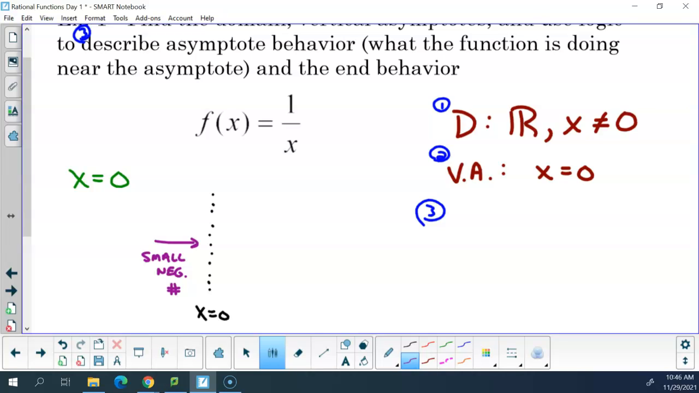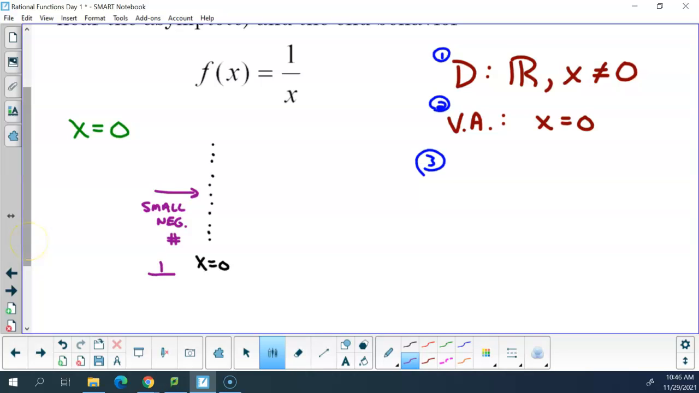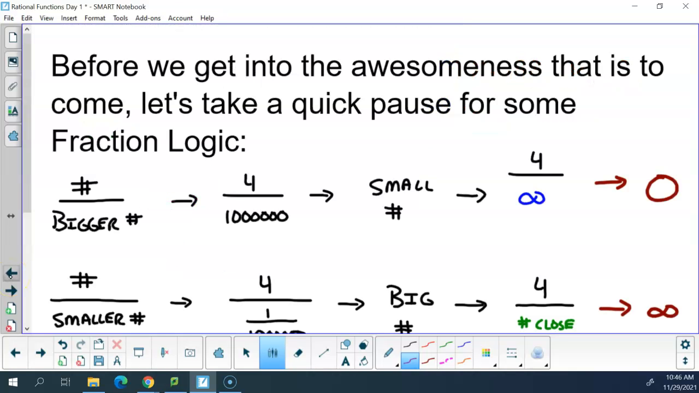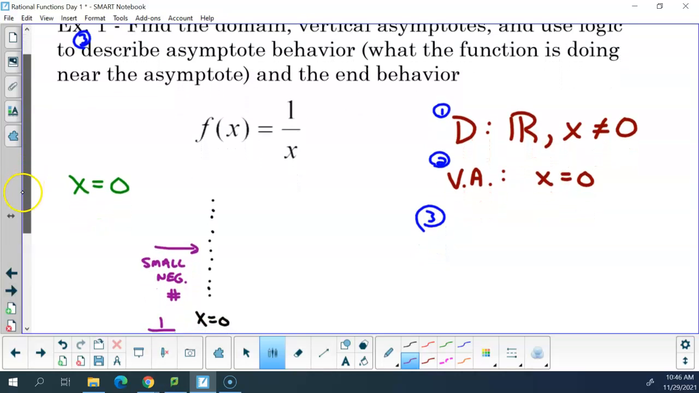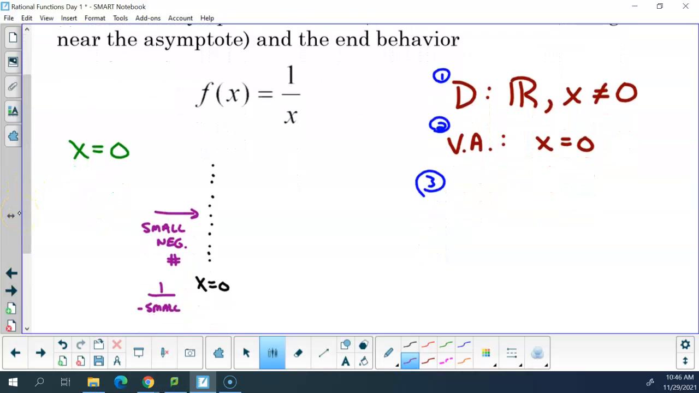So if I put that into my function, 1 over a small negative number, divide by a small number, it's going to get big, right? Divide by a small number, gets big. Okay? What if I divide by a positive divided by a negative small number? What's that going to go to? Negative infinity. Yep. So my first one.